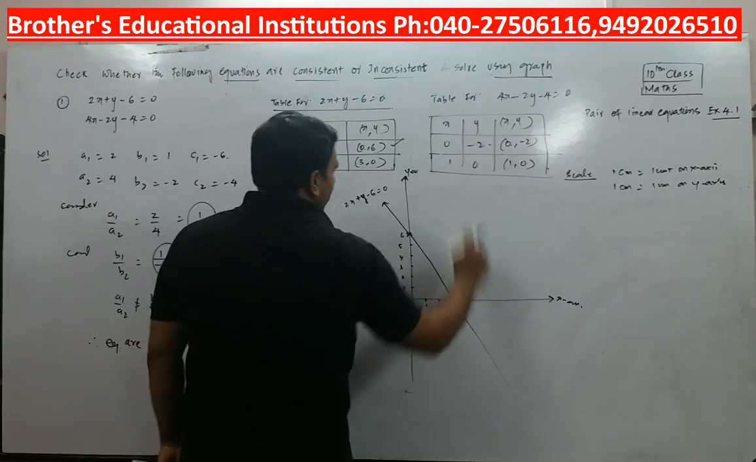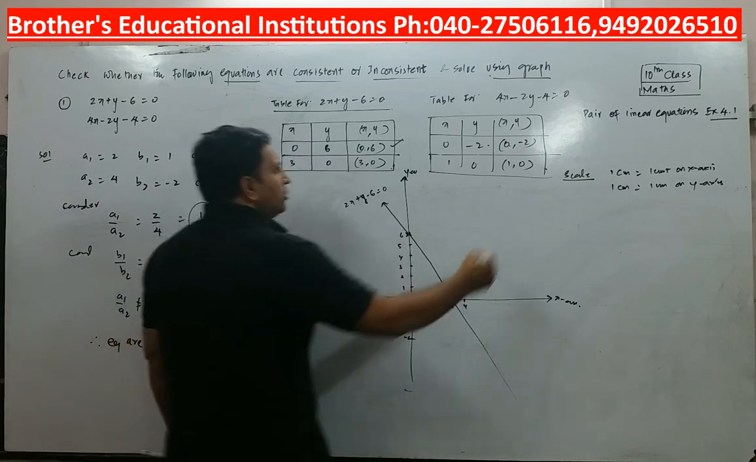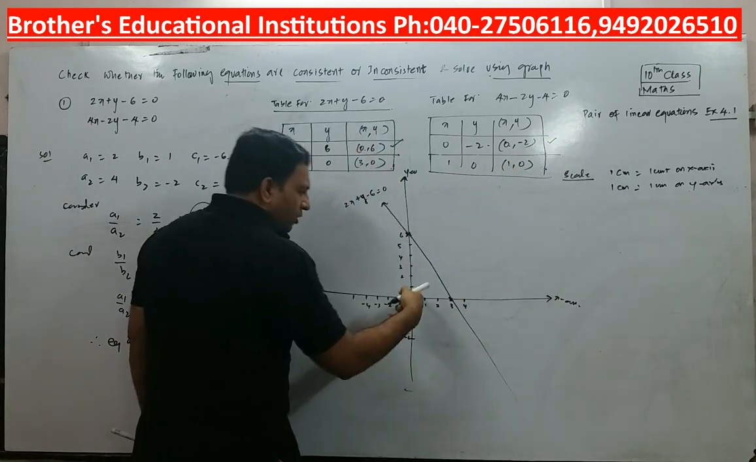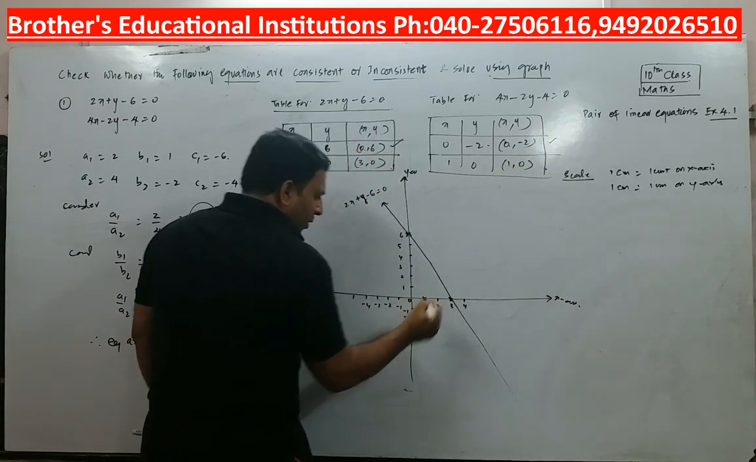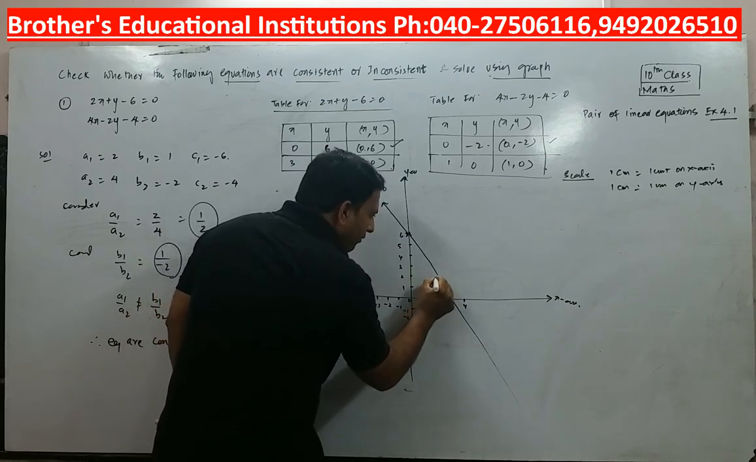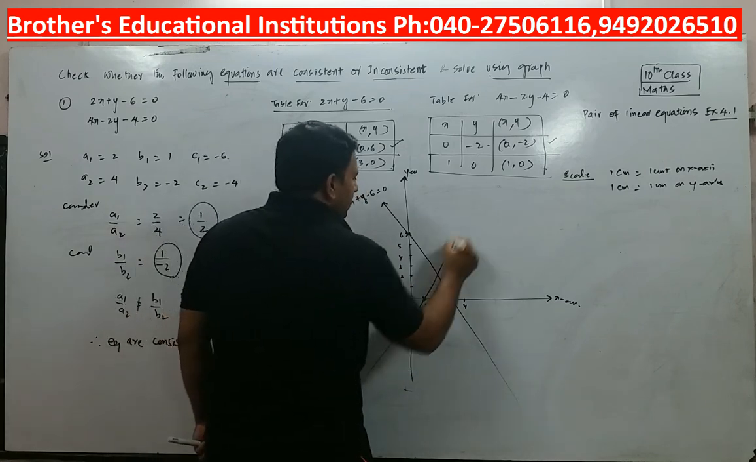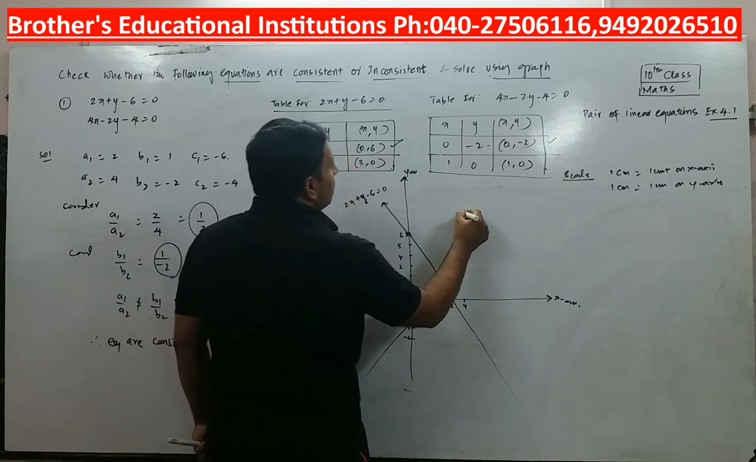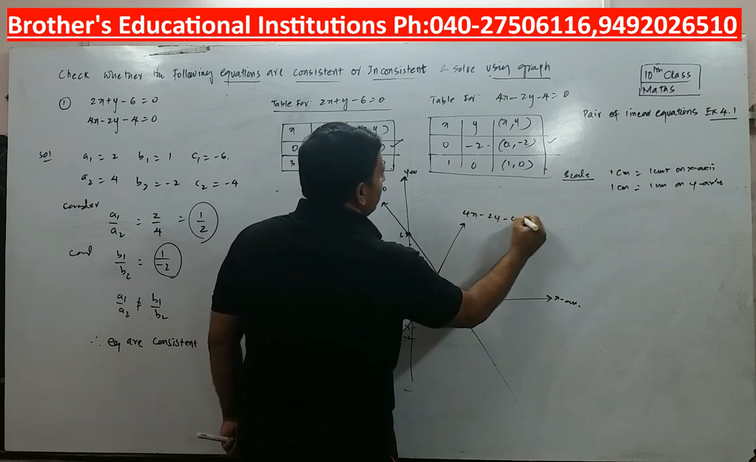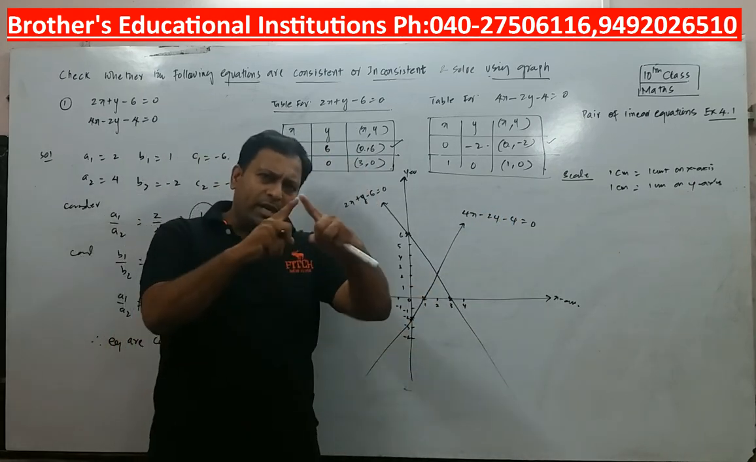Let us go with the second one. 0, minus 2 is plotted. Next is 1, 0. When x is 1, y value is 0. So I plot this and join this. And I have told you we have to extend this. When I extend this, the line is 4x minus 2y minus 4 is equal to 0.